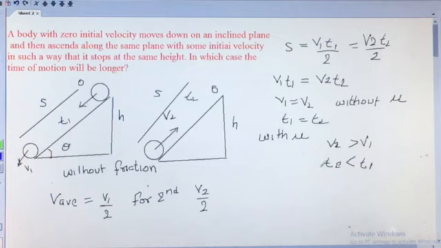So from here, in absence of friction, both body will take equal time in both case. But when friction is present, in that case velocity v2 will be greater than v1, so t2 will be less than t1. So time of ascent will be less than time of descent with presence of friction. But in case when there is no friction, time of ascent and descent both be equal.